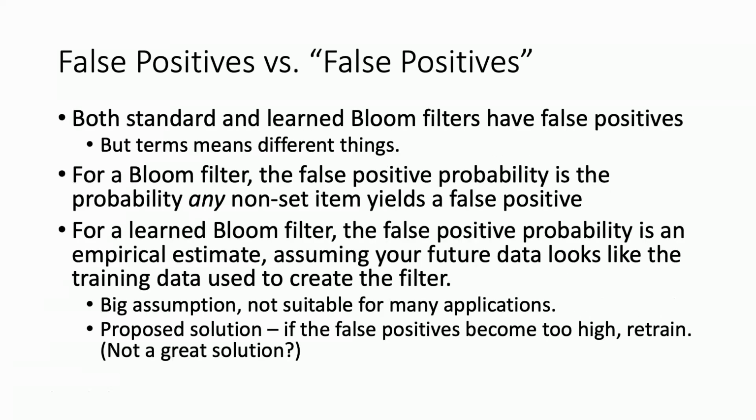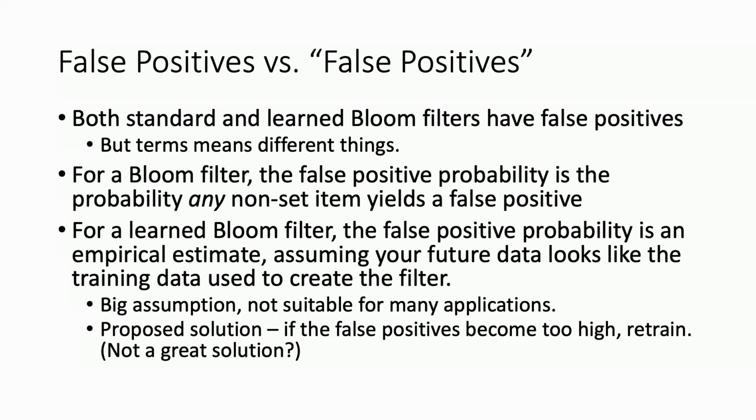One of the things worth noting, and this was a back and forth I had with them about the paper, is that the notion of false positive between the regular Bloom filter and the learned Bloom filter is actually quite different. You can call them both false positives, but they mean different things. For a Bloom filter, the false positive probability is the probability that any non-set item yields a false positive, whereas for the learned Bloom filter, what they call the false positive probability is actually an empirical estimate.